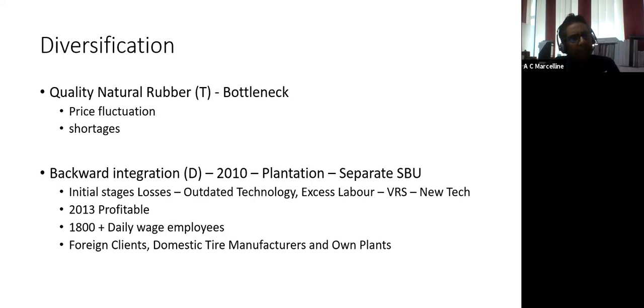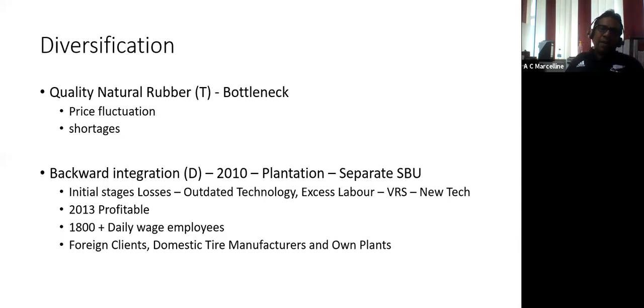Because of that, what they did was a backward integration. Now this is a diversification, linked to the Ansoff matrix, right? The Ansoff matrix is very clear that they are making use of this diversification strategy to stabilize their raw materials, because they realize that this is one way, and probably the best way, that organizations can make sure that the raw materials are available, by integrating backwards.